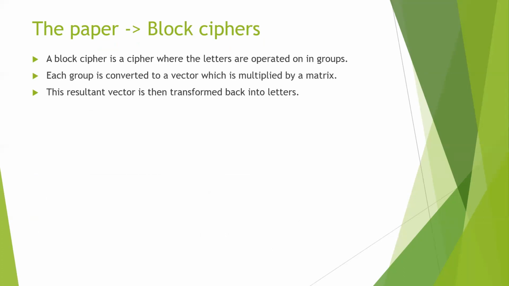Now we move on to another cipher, block ciphers. As the name suggests, it's a cipher where the letters are operated on in groups. Each group is converted to a vector. A vector is like it has only 1 column but a lot of rows. And that is multiplied by a matrix. And because of the matrix multiplication, the resultant product is also a vector, which gets converted back to letters.